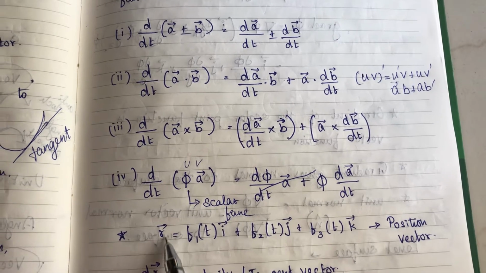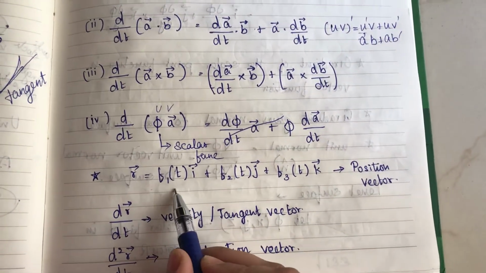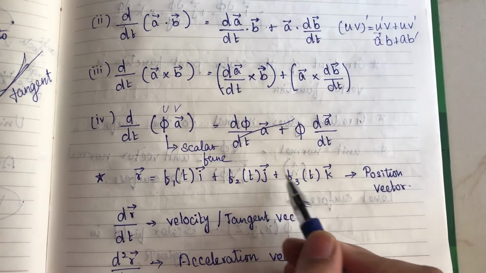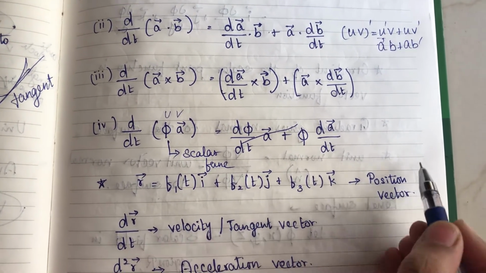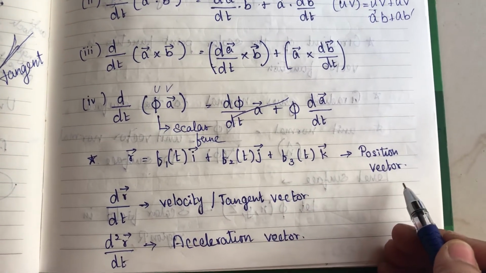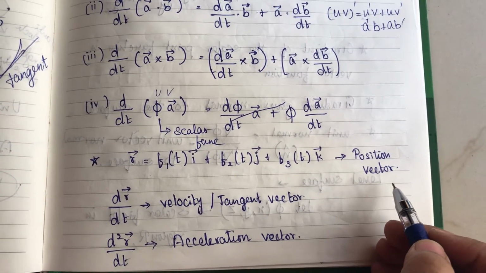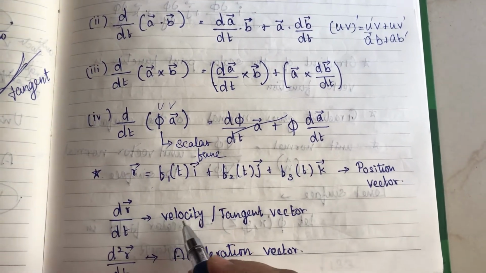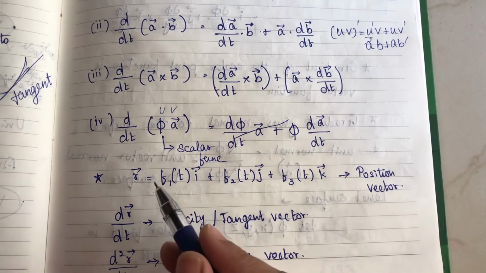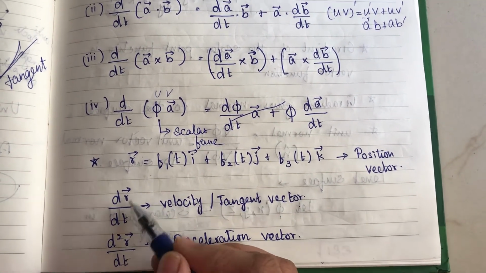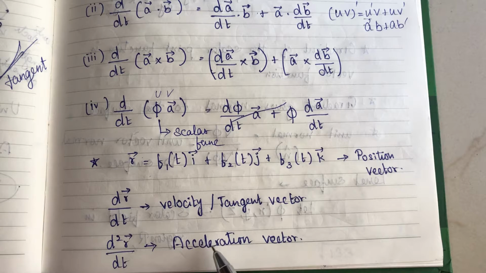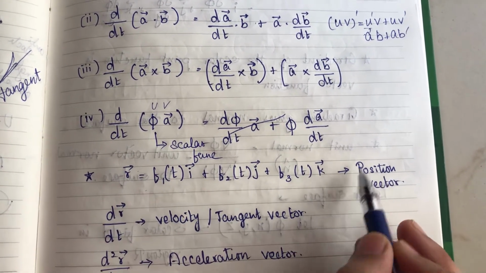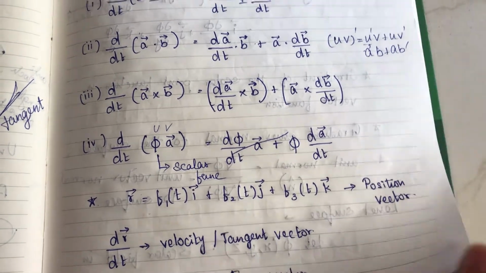Next one, r vector which is equal to f1 of t i vector plus f2 of t j vector, likewise. This is a position vector. If this is a position vector, we can directly differentiate this r vector and we will get the velocity. If we again differentiate this, the second differentiation gives the acceleration, only when the r vector is a position vector.